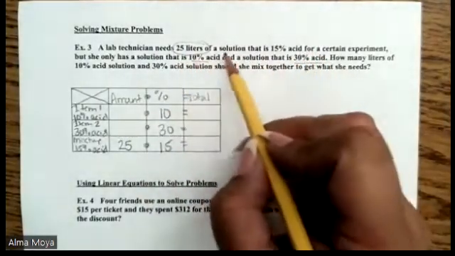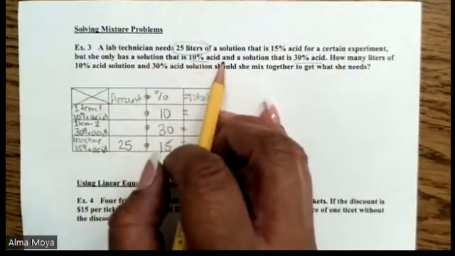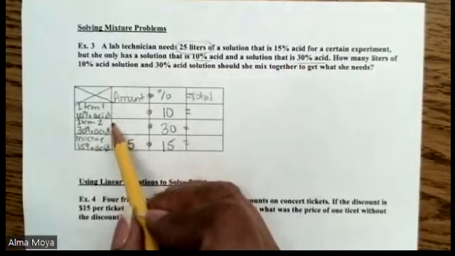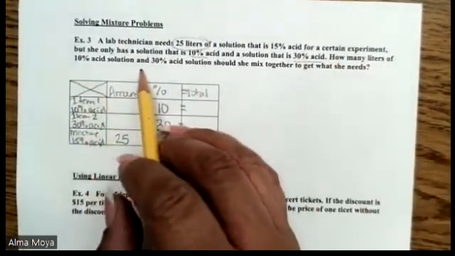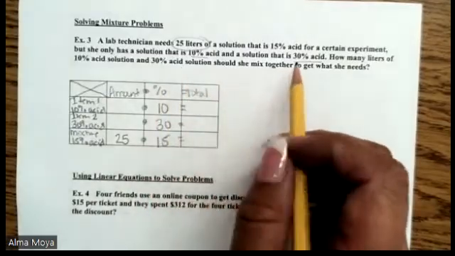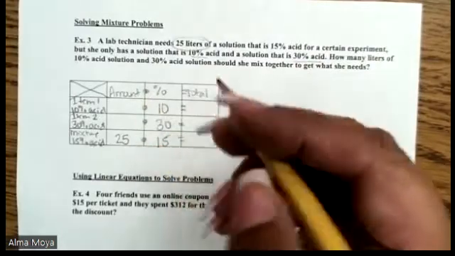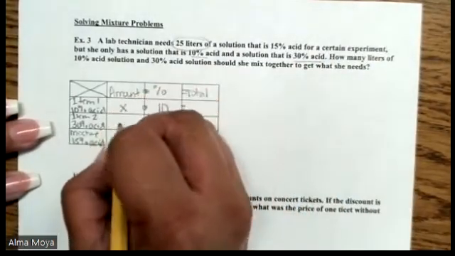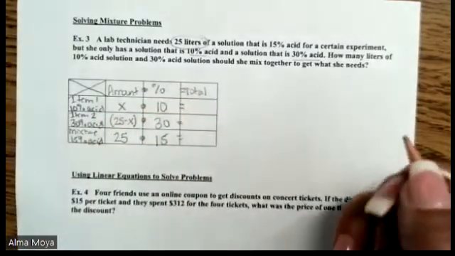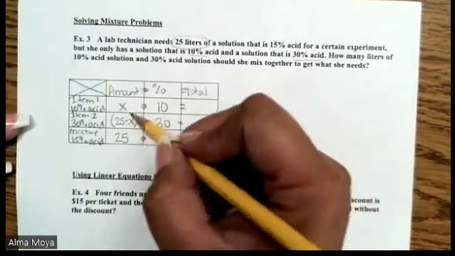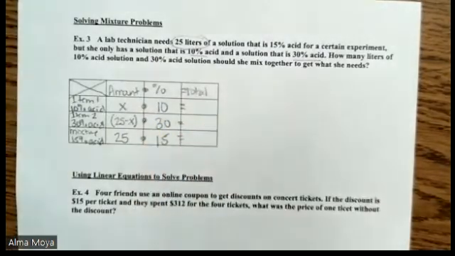Now it says, but she only has a 10% acid solution, 30%, that's right here. We don't know what that is. How many liters of the 10% acid solution, 30% acid solution should she mix? Okay, so what I'm going to do here is I know she needs 25 total. If I label this as X, this has to be 25 minus X. Because say that's 10, then that'll be 15. If that's 15, that has to be 10. Because these two added together have to give me a 25.